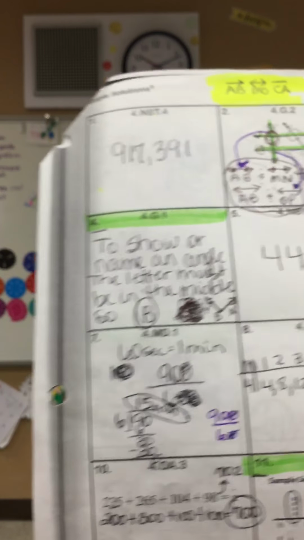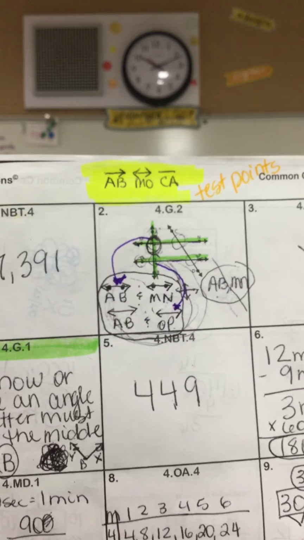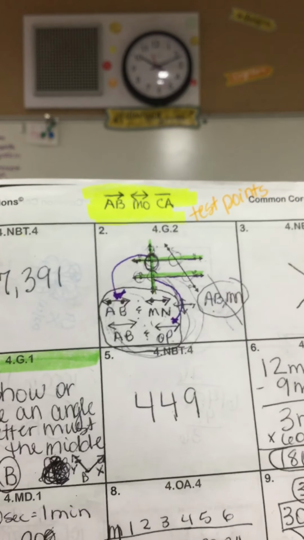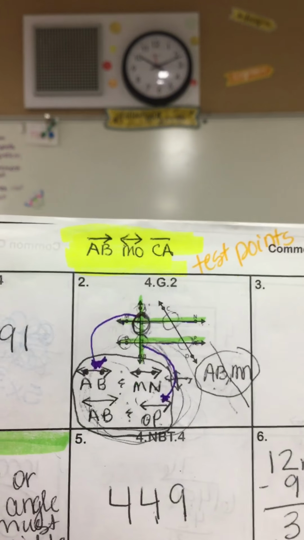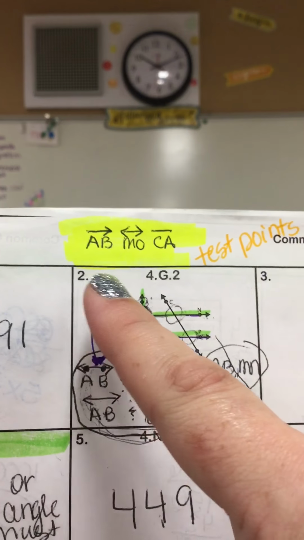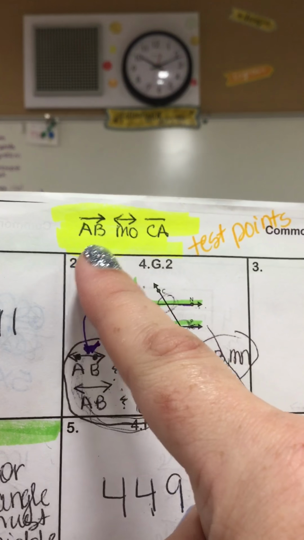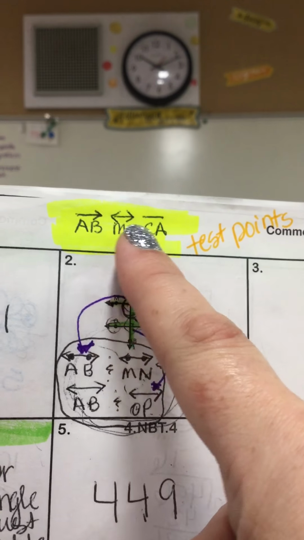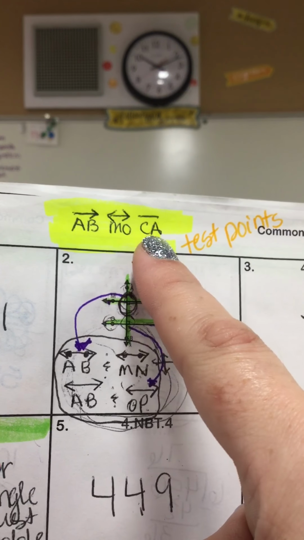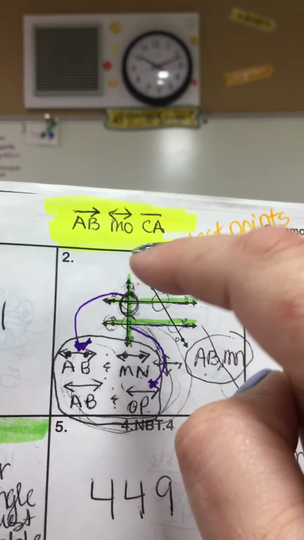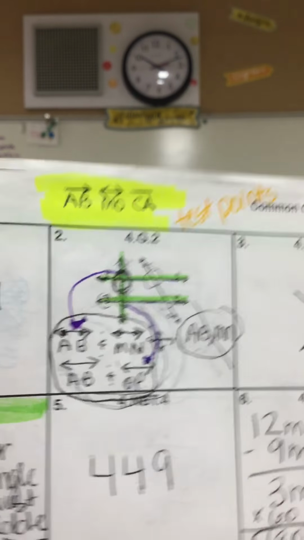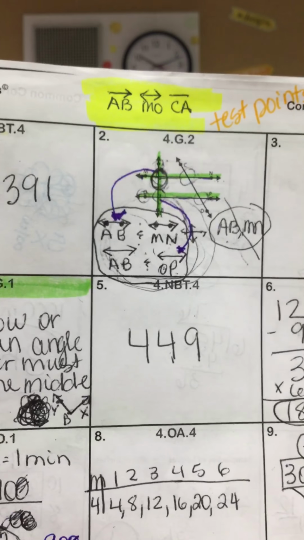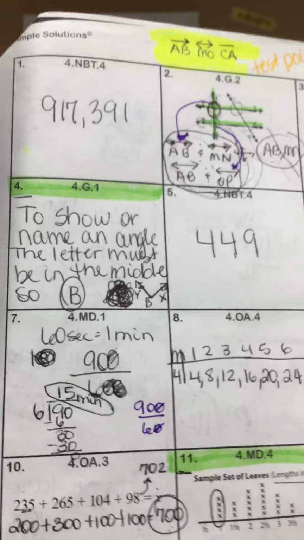On this one, if you'll notice up here, I have some extra test points. If you're listening and you want to add this to your test on Thursday, that would be ray AB, line MO, and line segment CA. If these are included on your test, I will give you some extra points. Remember, that's a secret. Only for the friends that are watching my videos.